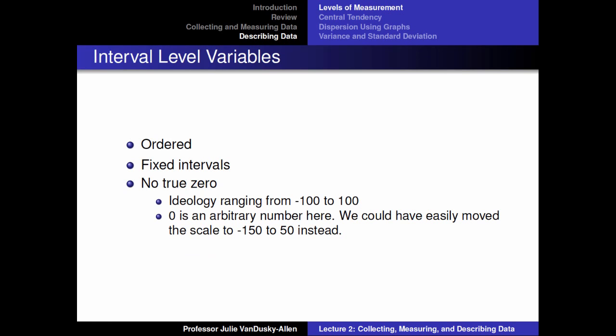Interval level variables have order, and the spaces between values are fixed, but they do not have a true 0. An example could be an ideology variable that ranges from -100 to 100. 0 in this variable has no real meaning, since we could have simply made the scale 50 values back and had a scale from -150 to 50 as well.